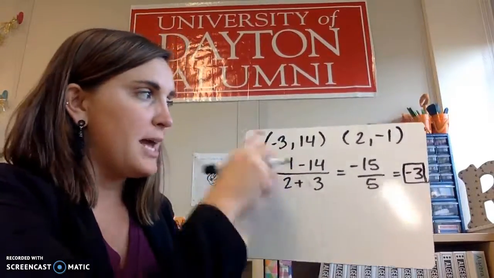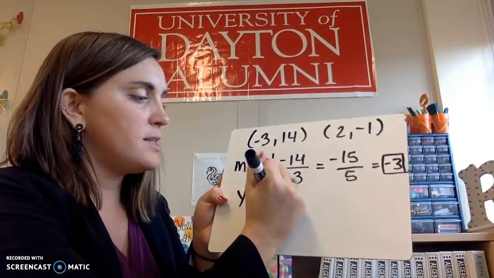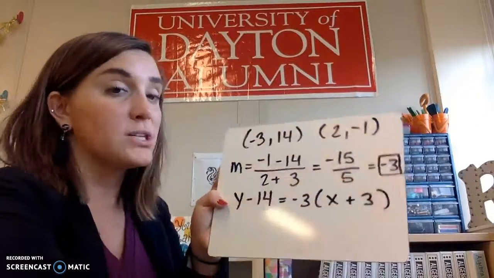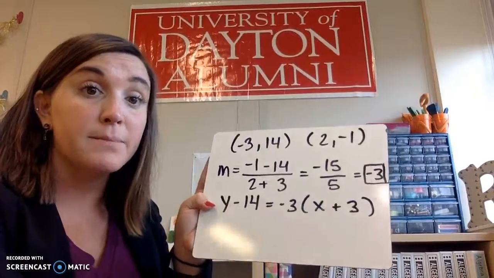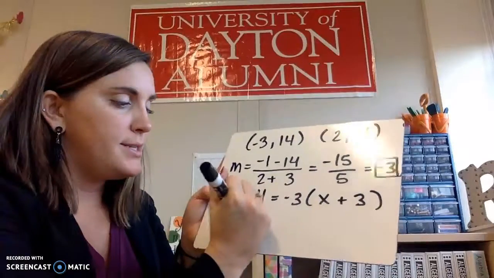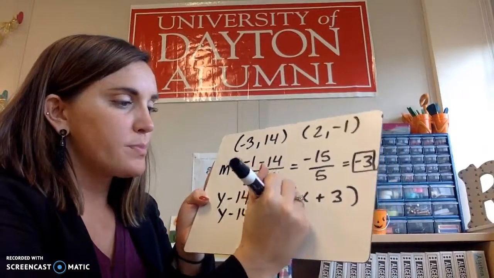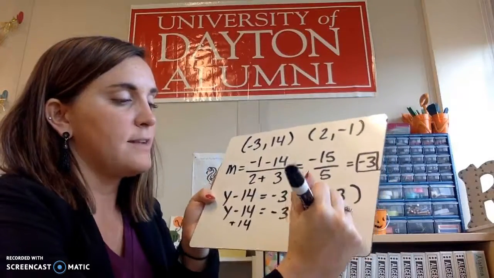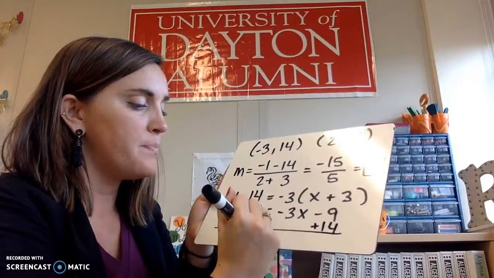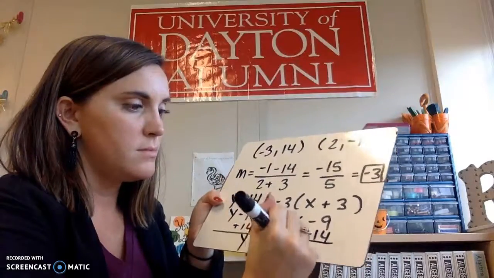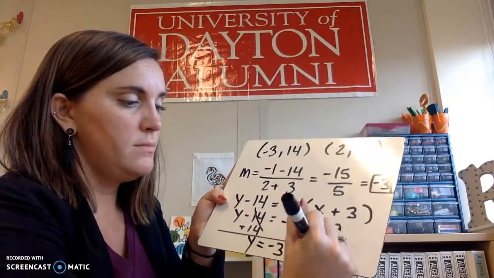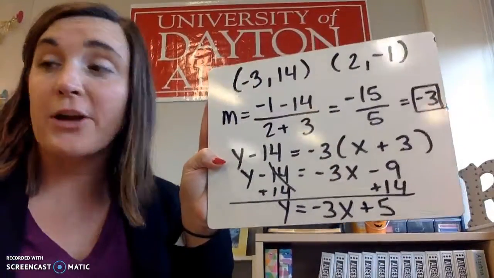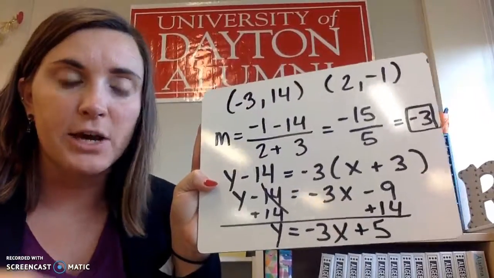Point slope form time. First ordered pair: y minus y1 equals m times (x minus x1), and minus the negative becomes plus 3. Distribute. Add the constant value still hanging out by your y. And boom, you are done. You are officially a master of writing linear equations.